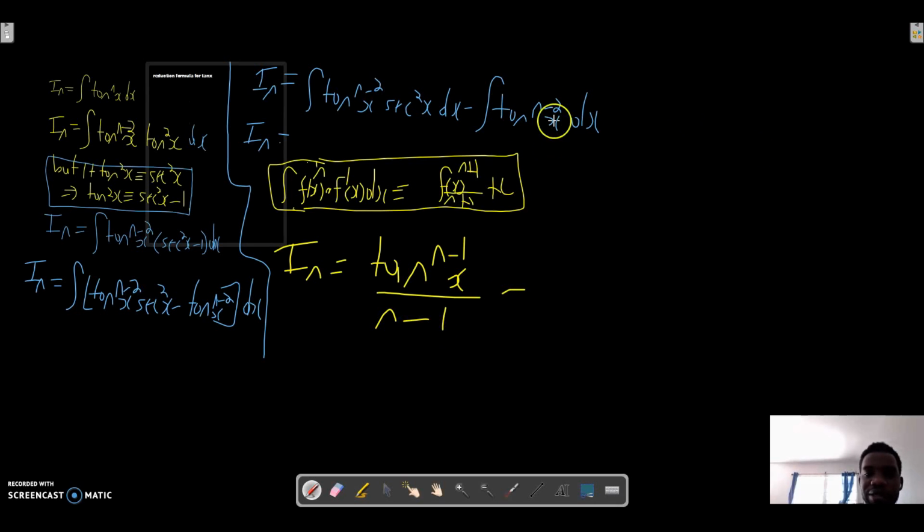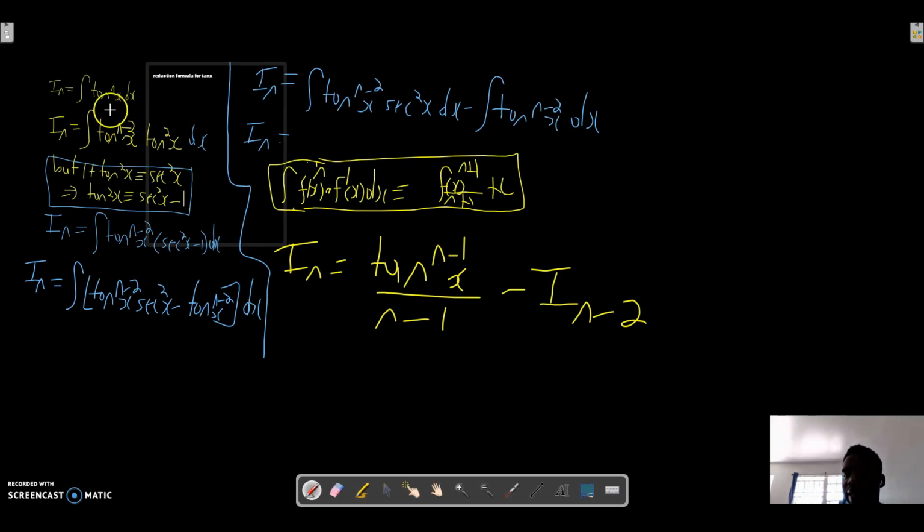Now look at this integral. When we compare this to the original function, the power here is simply 2 less than what the original function is. So that can simply be written as I n minus 2. And there goes my reduction formula for tan x. And this is tan to any integral power.